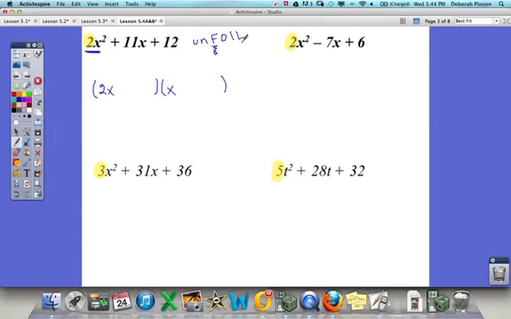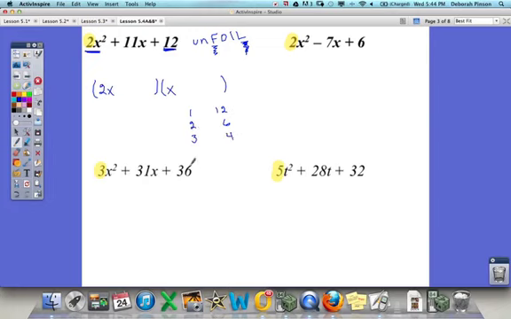Now I'm going to skip over to the last. I'll worry about the outside and inside in a minute. And I want to think about how I can get my 12 here. Now I'm going to write down my possibilities. To get 12, I can use 1 and 12. I can use 2 and 6. I can use 3 and 4.